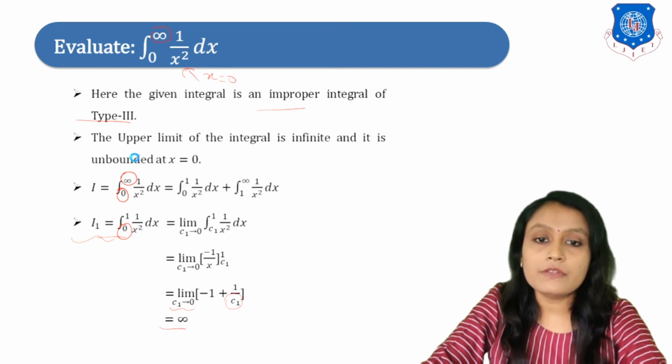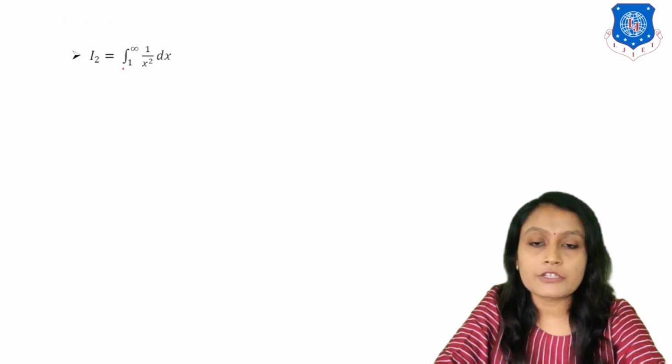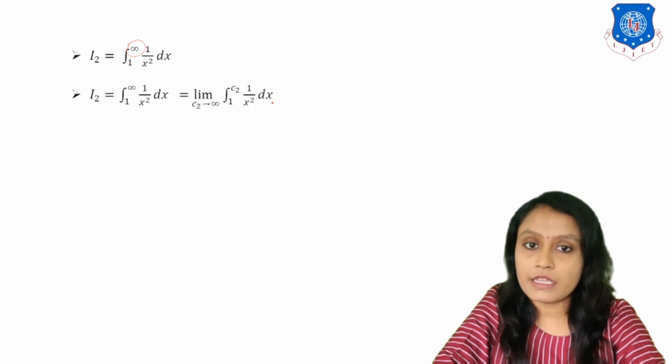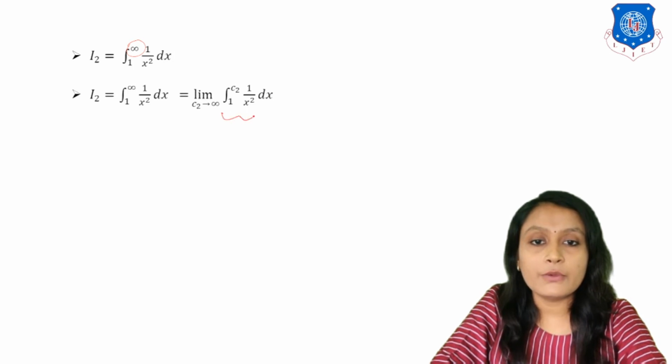Infinite. Now we will solve I2, that is integration 1 to infinite 1 upon x square dx. Okay, so we have infinite over here, so we will suppose this as c2. So we will write as limit c2 tends to infinite integration 1 to c2 1 upon x square dx. Now firstly we will evaluate this integration.